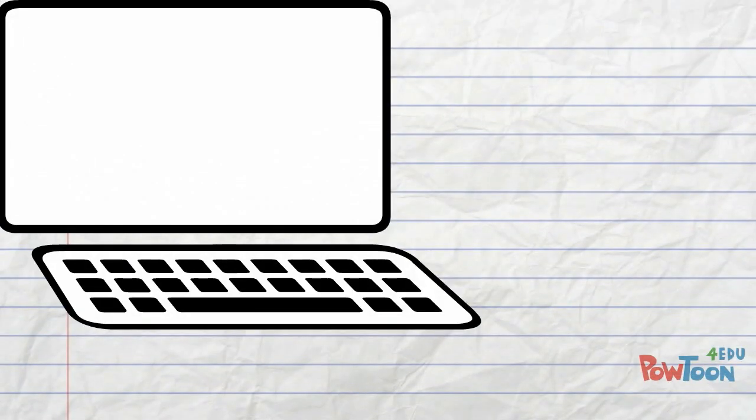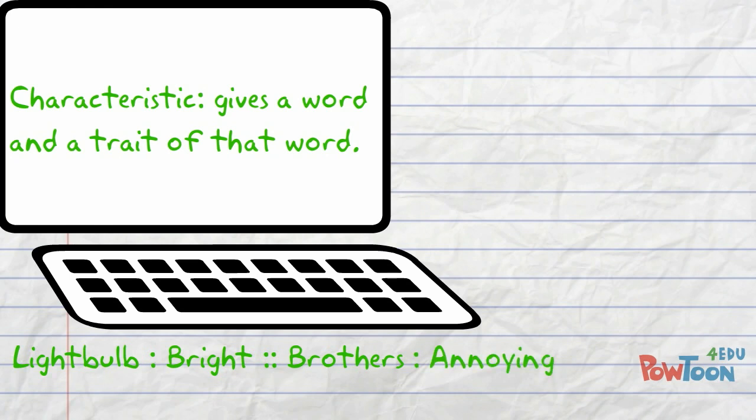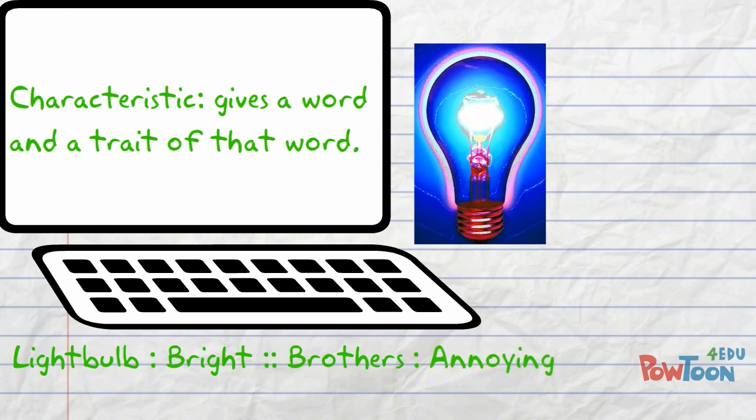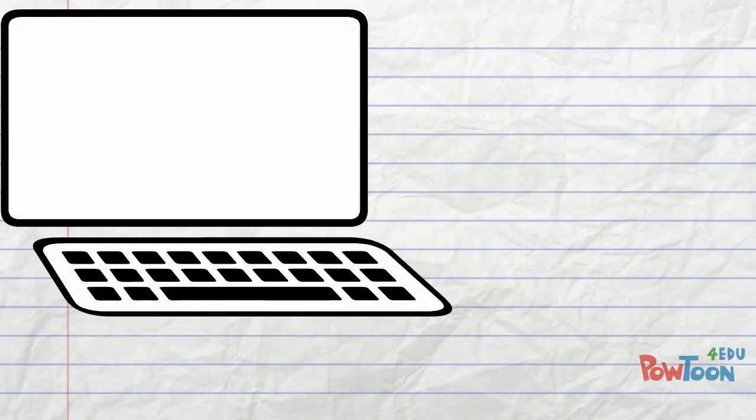The next type of analogy is the characteristic analogy, which gives a word and a trait of that word. For example, light bulb is to bright as brothers are to annoying. Light bulbs have the characteristic of brightness, and brothers often have the characteristic of being annoying.